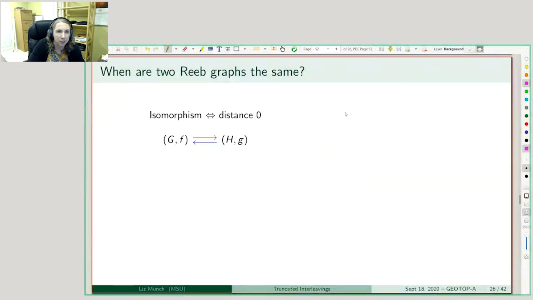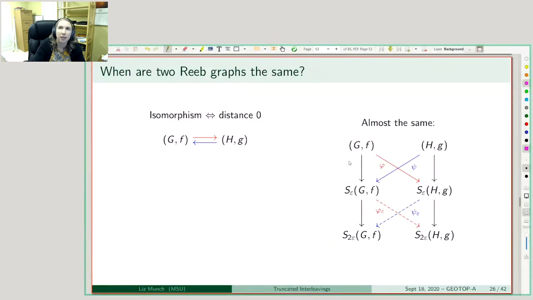So we're going to use this to define our interleaving distance. So when are two Reeb graphs the same? The idea here is that if I wanted to think about isomorphisms of Reeb graphs, two Reeb graphs are isomorphic if and only if their distance is 0, and that means essentially that I can get function-preserving maps forward and back that commute with each other in all the standard ways that you would want them to.